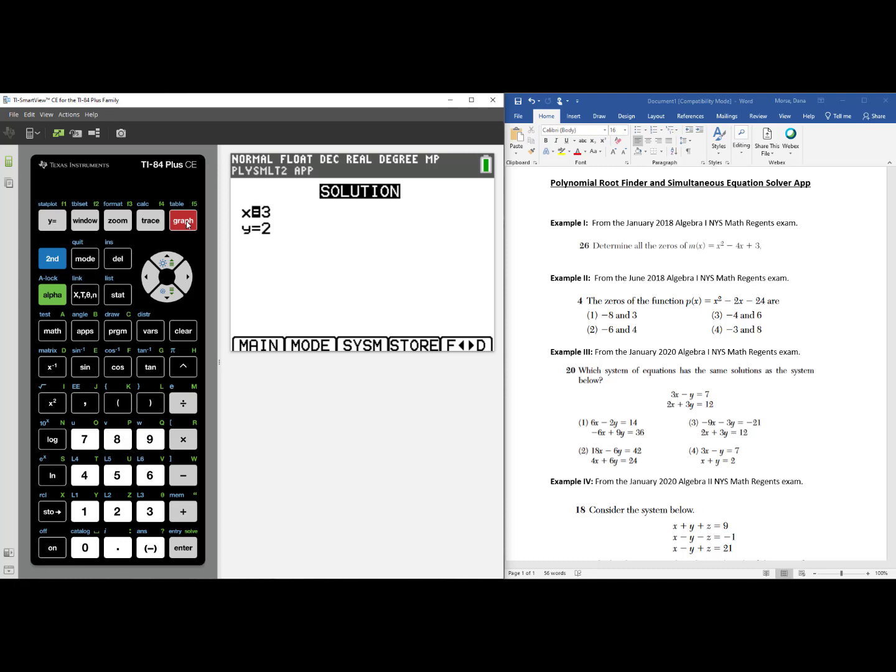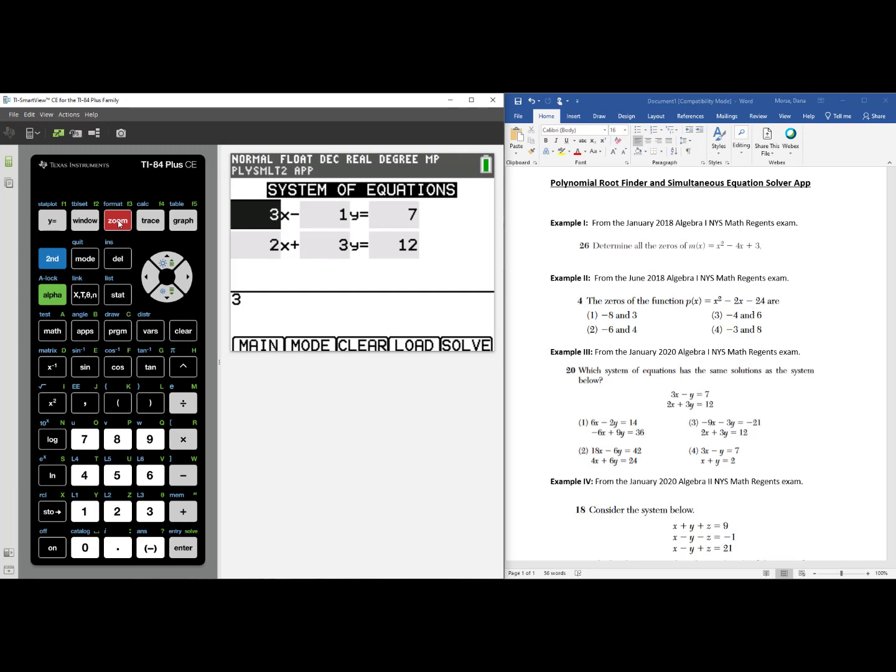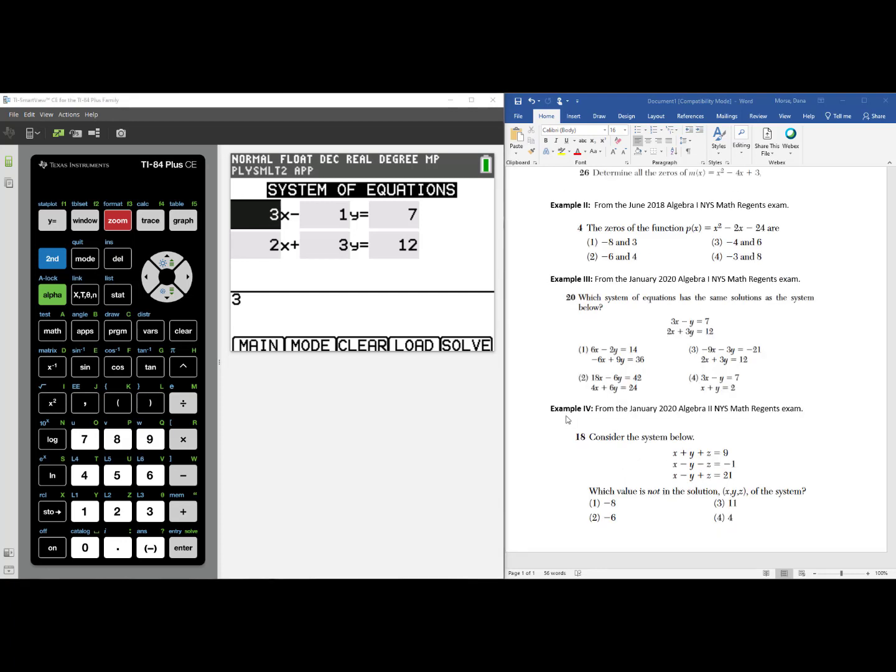If I go to system, which is the middle button, zoom, I can go right back and enter in any one of the four multiple choice answers to see if it has the same solution. Let's now look at example 4. It is taken from the January 2020 Algebra 2 New York State Math Regents exam. Question 18. Consider the system below. This system has 3 equations with 3 unknowns.